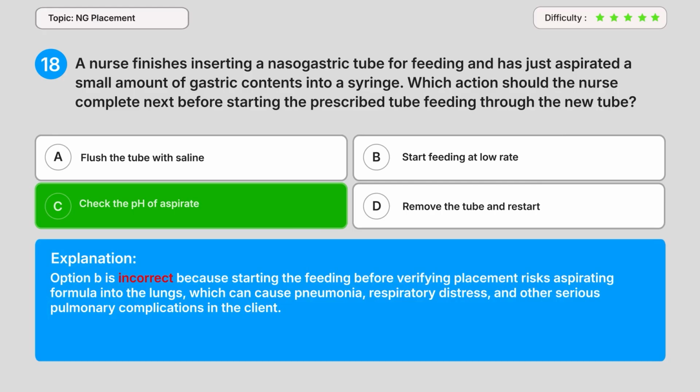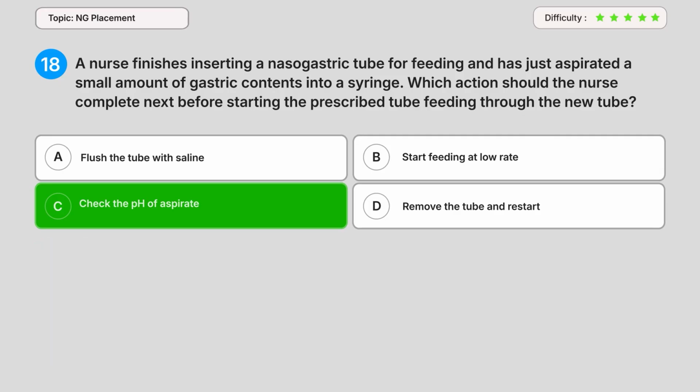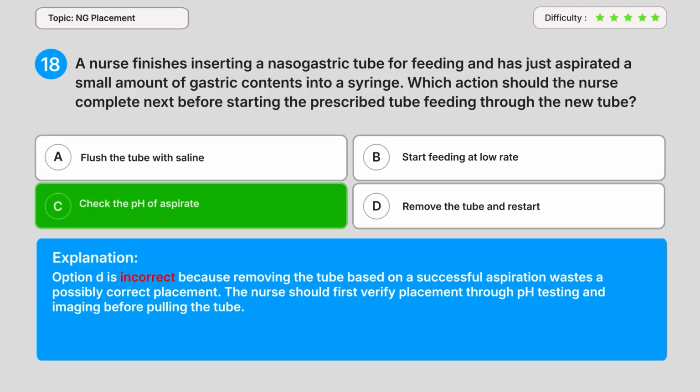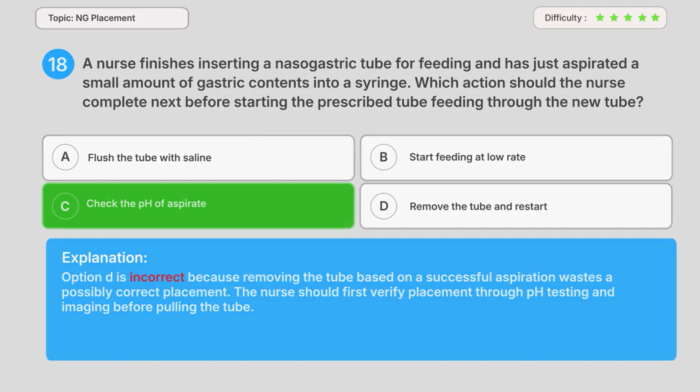Option B is incorrect because starting the feeding before verifying placement risks aspirating formula into the lungs, which can cause pneumonia, respiratory distress, and other serious pulmonary complications in the client. Option D is incorrect because removing the tube based on a successful aspiration wastes a possibly correct placement. The nurse should first verify placement through pH testing and imaging before pulling the tube.